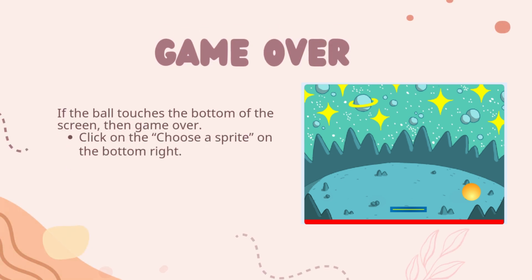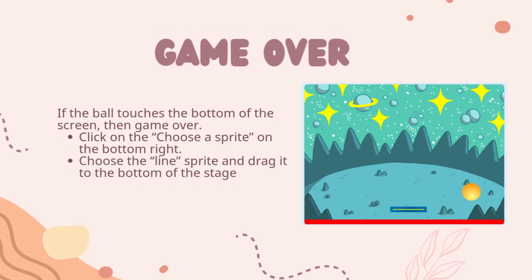Now for when the game is over. If the ball touches the bottom of the screen, then game over. Click on the Choose a Sprite on the bottom right. Choose the line sprite and drag it to the bottom of the stage. Now, if the ball touches this line, it's game over.